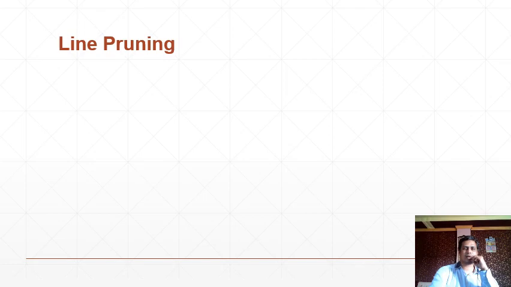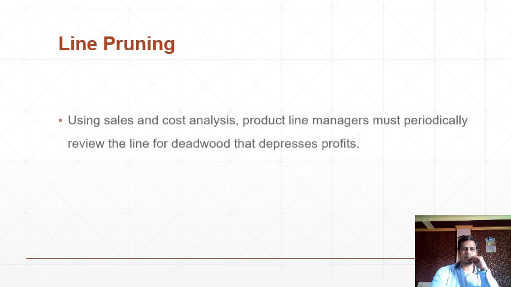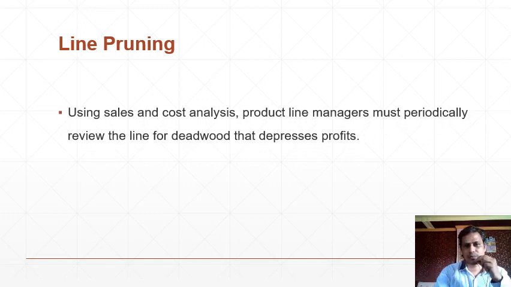Finally, the last thing we come across in product line length optimization is line pruning. Line pruning is about identifying those products in your product line which are actually damaging the profit levels or profit contributions of your total product line, or total sales. So you have to identify such deadwood or loss-making products and try to remove them from your product line. You need to carry out sales and cost analysis regularly about the products in the product line to make sure the right decision is taken to keep, harvest, maintain or divest them, or remove them from your portfolio. So product line pruning is another regular activity for product line managers.